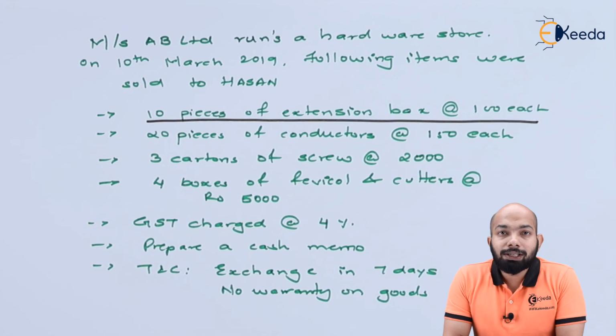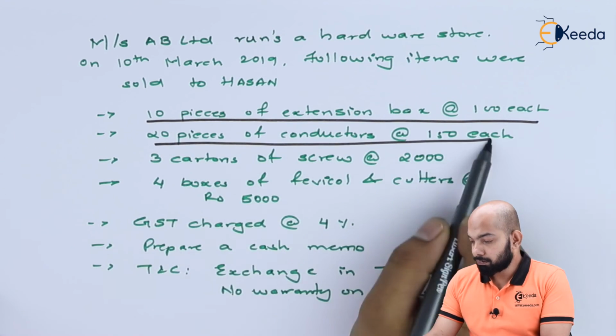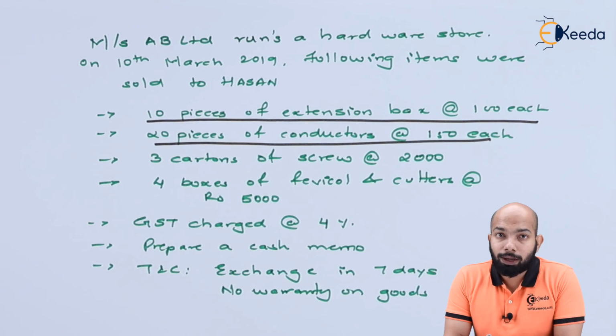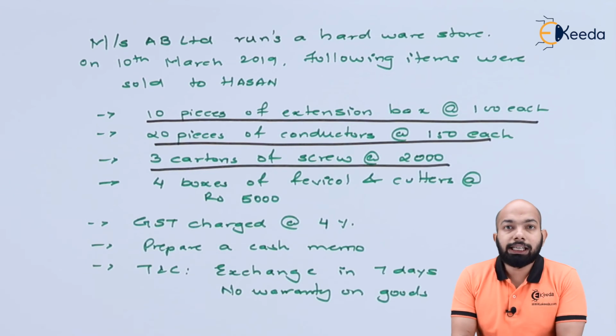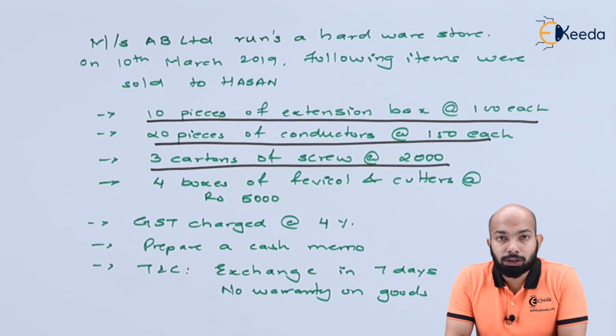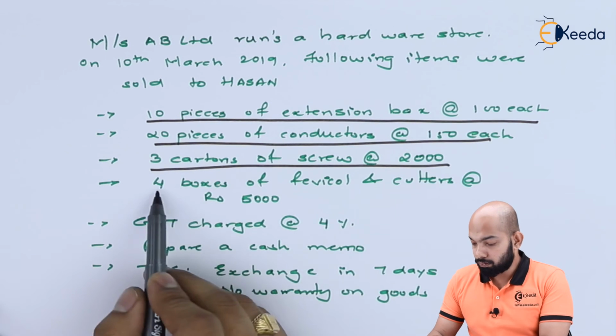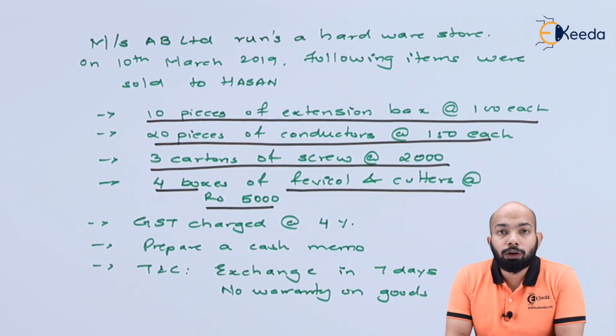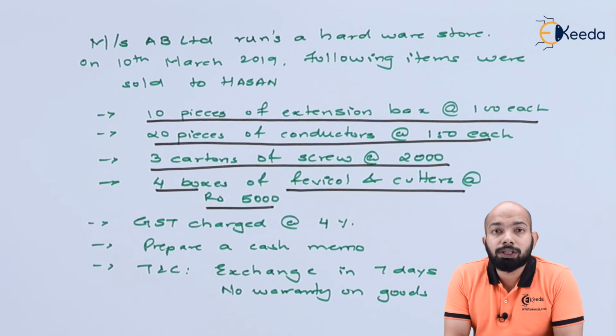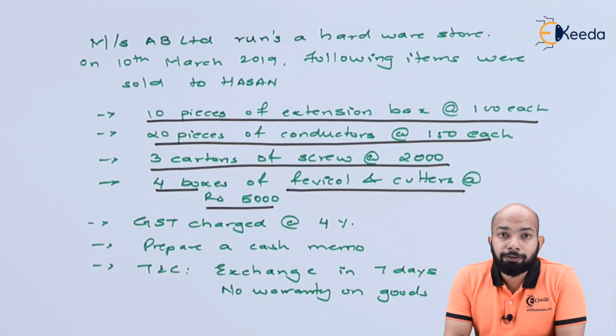First item that was sold to Mr. Hassan was 10 pieces of extension boxes at the rate of rupees 100 each. Let's go on to the second item. 20 pieces of conductors at rupees 150 each were also sold to Mr. Hassan. 3 cartons of screws at rupees 2000. That means the 3 cartons worth rupees 2000 were sold to Mr. Hassan. 4 boxes of Fevicol and cutters were also sold to Mr. Hassan, the total worth being rupees 5,000.